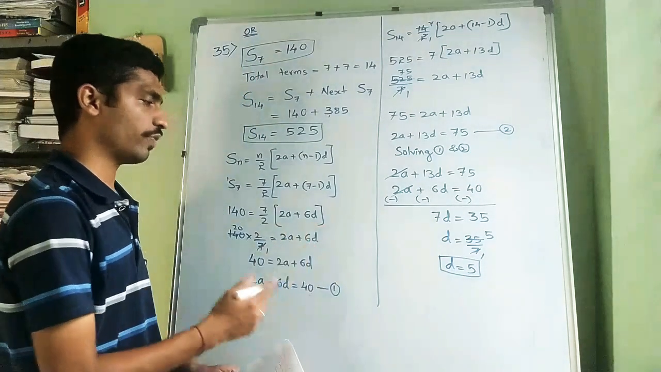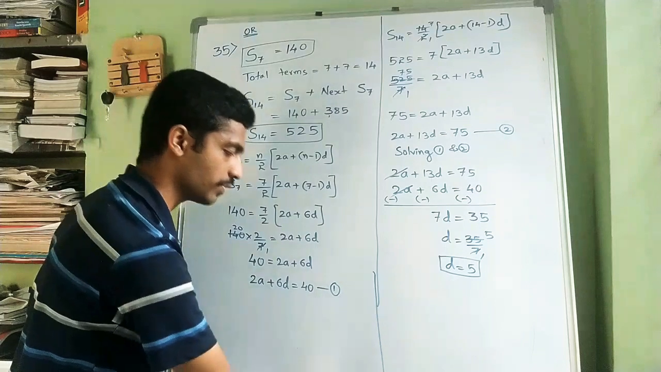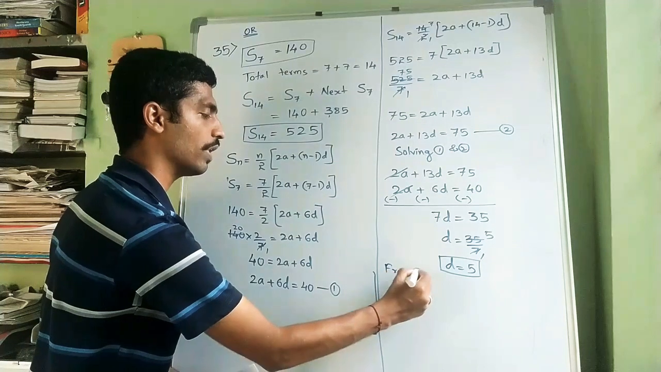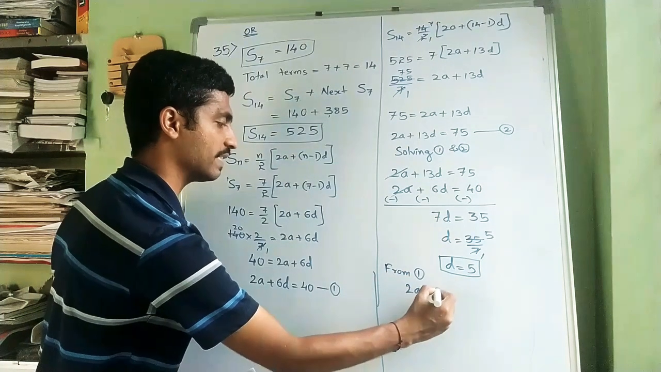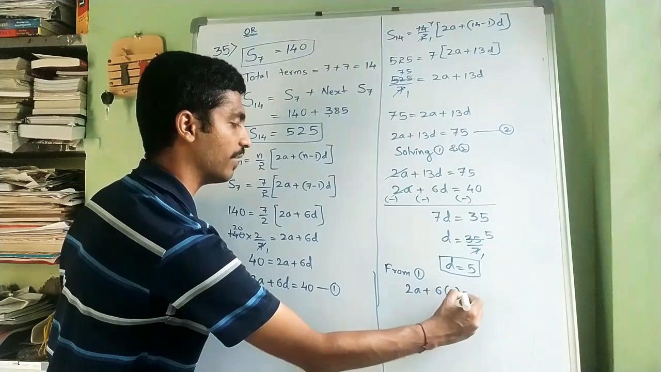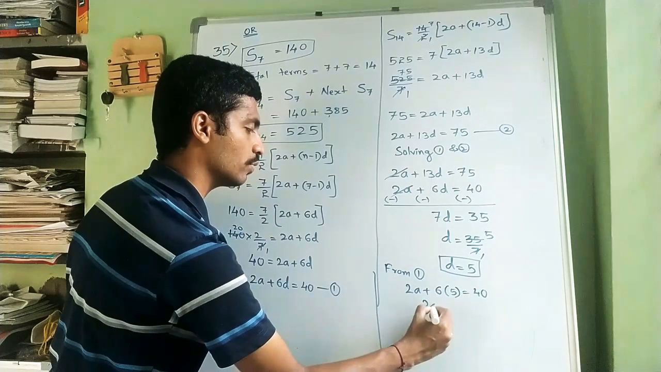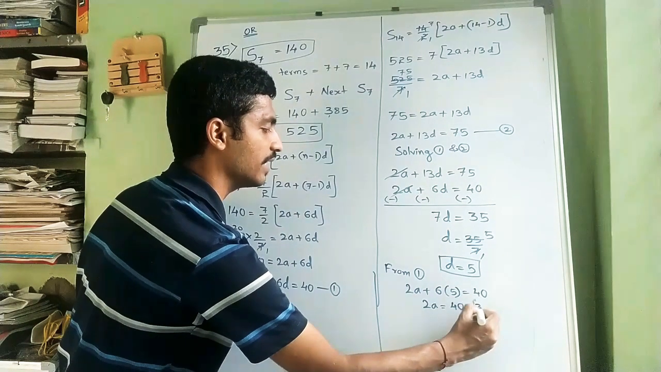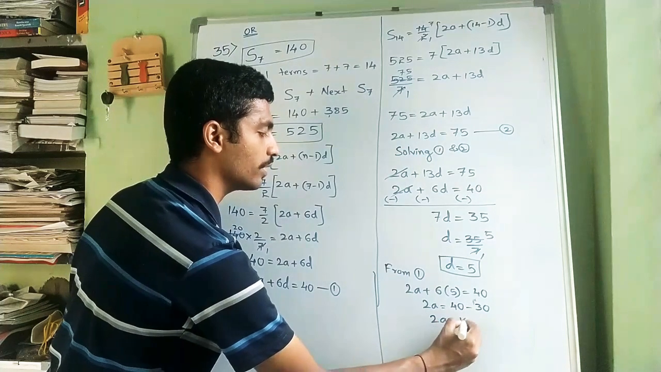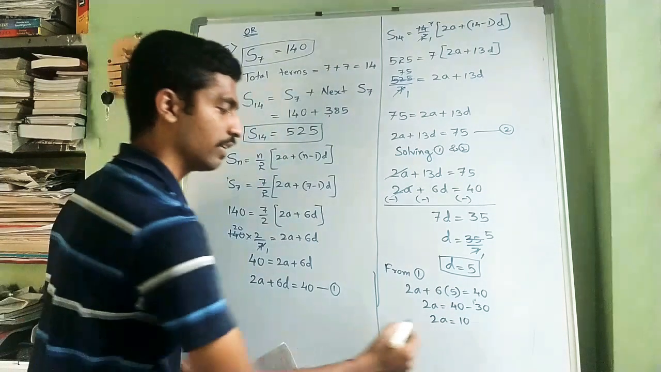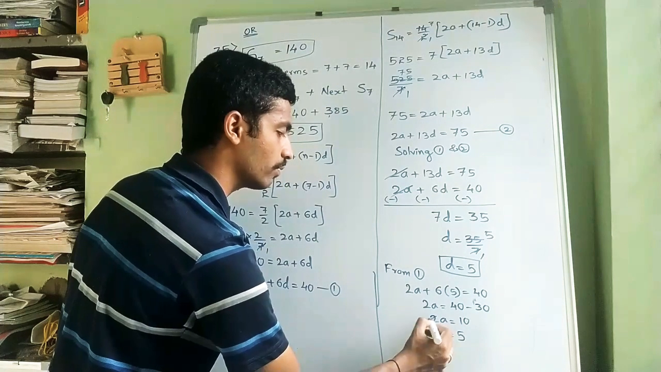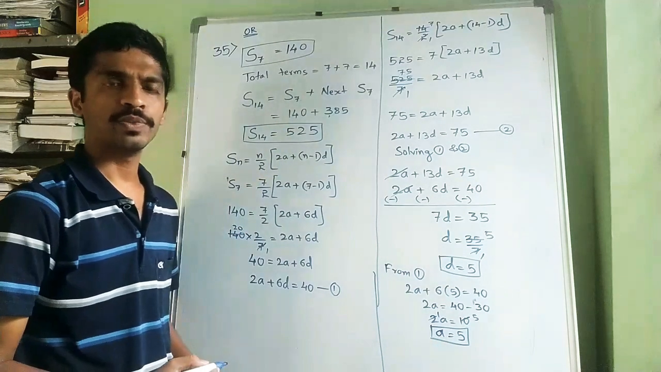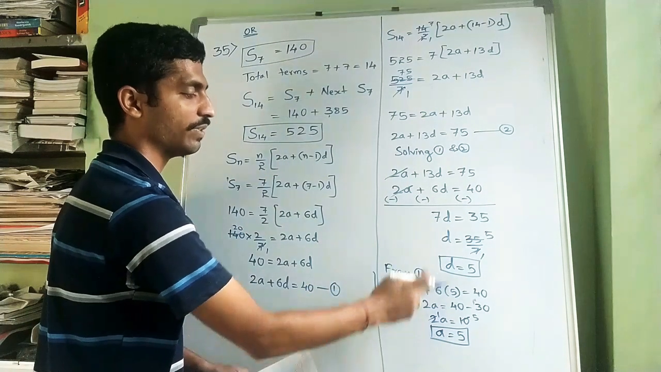Okay, now we got d equal to 5. Substitute in any one equation. So from 1 I will take. So 2a plus 6d is there. I will write in place of d, 5. So it will be 40. So 2a equal to 40 minus 30, 6 5s are 30. Okay, 2a equal to 10. 40 minus 30, it will be 10. So a equal to 5. How? 2 ones are 2, 2 5s are 10. So a equal to 5. So we got a as 5, d as 5.